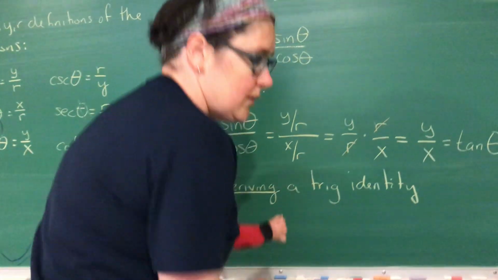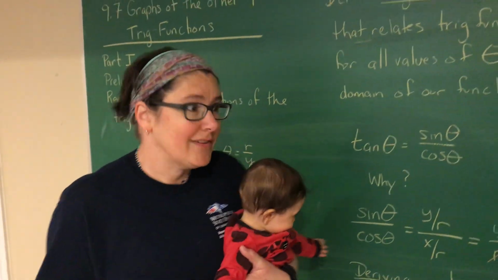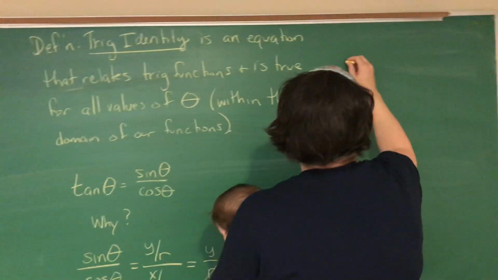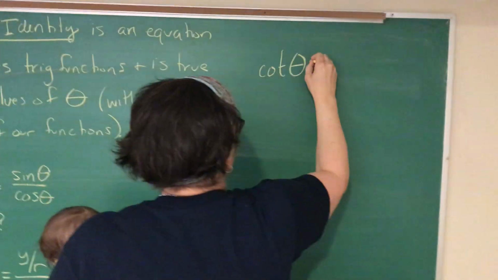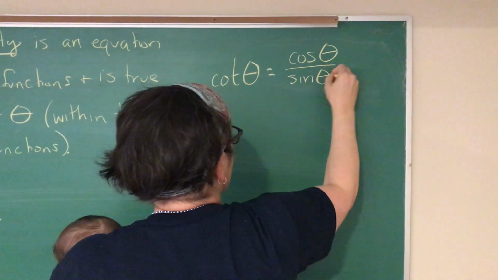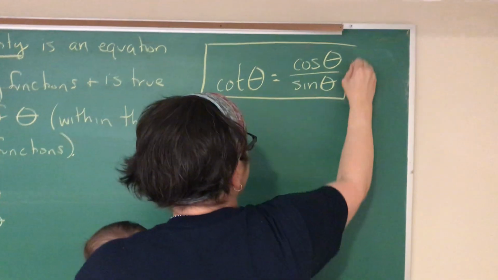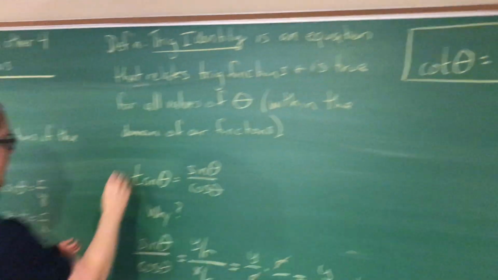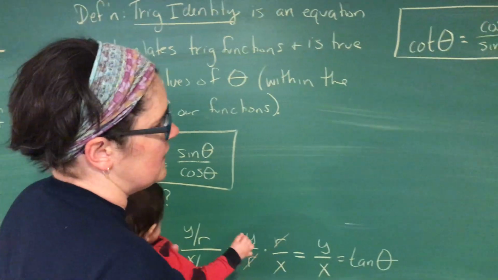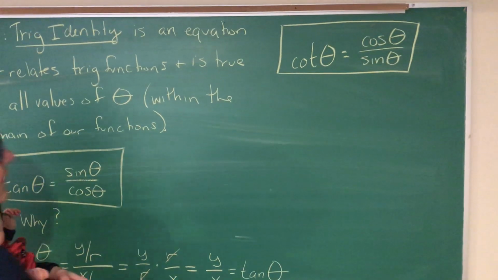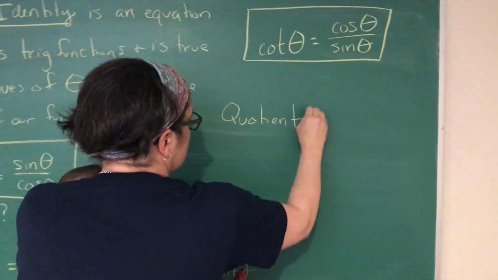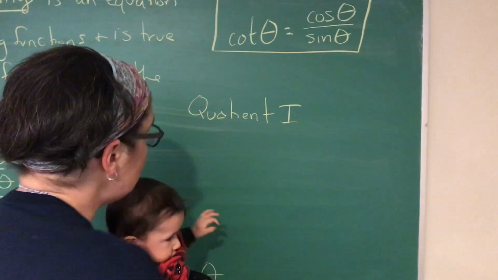Okay. All right, now as part of your first remote assignment, you're going to be asked to derive a different identity, and the identity is cotangent of theta is equal to cosine of theta divided by sine of theta. Now, these two identities, tangent of theta equals sine of theta over cosine of theta, and cotangent of theta is cosine of theta over sine of theta, these two identities together are called the quotient identities.